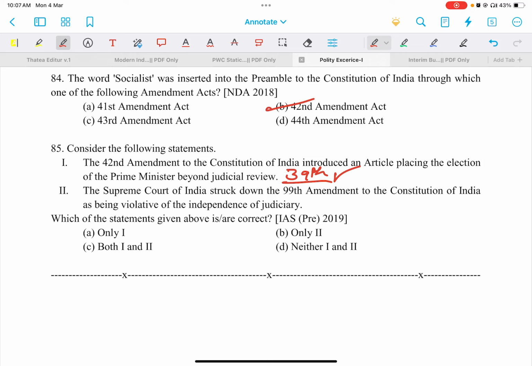The Supreme Court of India struck down the NJAC, the 99th Amendment to the Constitution, as being violative of the independence of the judiciary. The National Judicial Appointments Commission under the 99th Constitutional Amendment Act would violate the basic structure of the Constitution, so it was struck down. So B is the right answer.